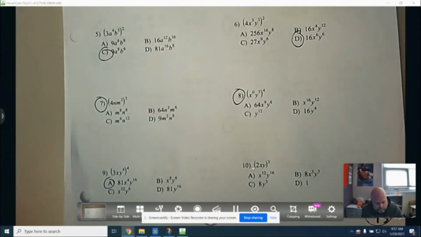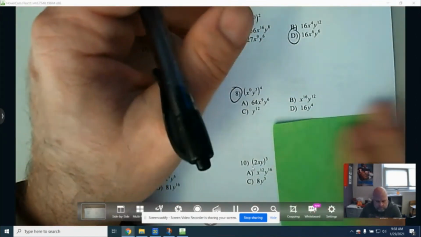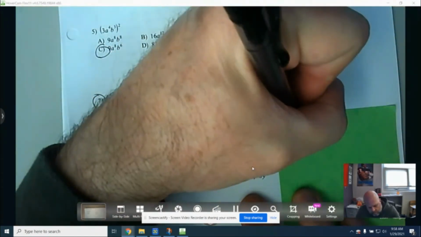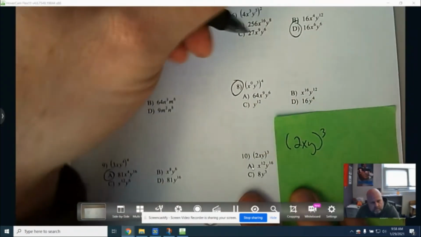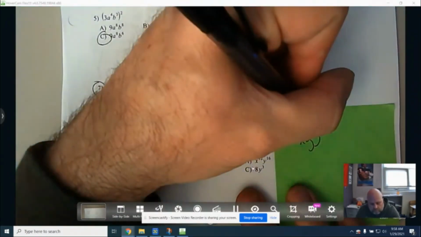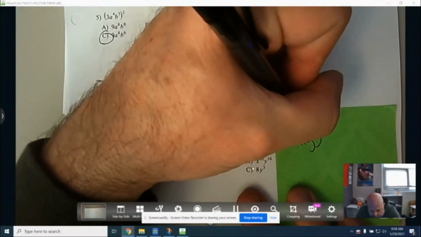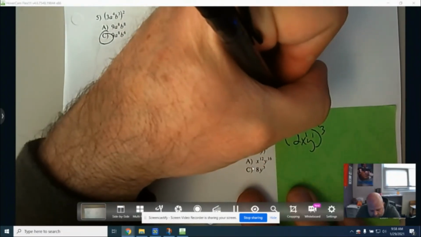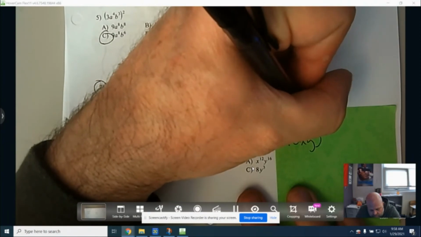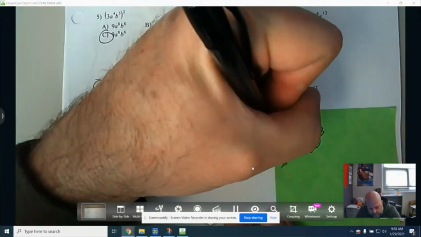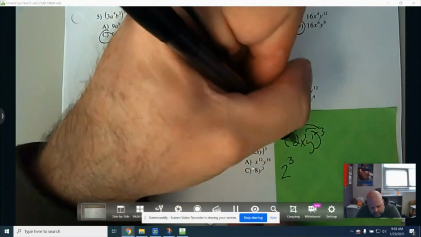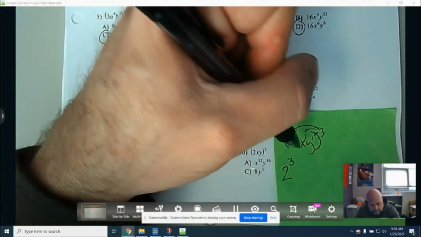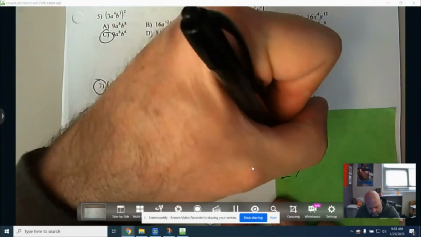Okay, let's go do number 10. So number 10, I've got 2, x, y, all that is to the 3rd power. So I see there's no exponents on any of these, so remember technically it's a 1. But that 3 goes to the 2, goes to the x, it goes to the y. So it's now 2 cubed. And if at this point you can do it mentally, you'd be like x, well that's 1 times 3, so that's 3.